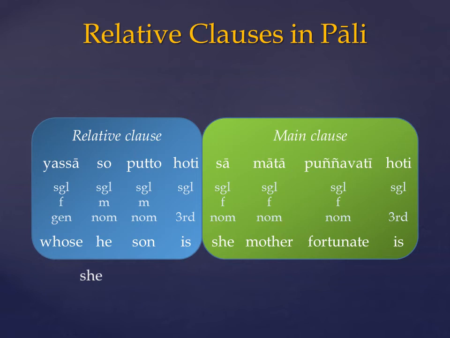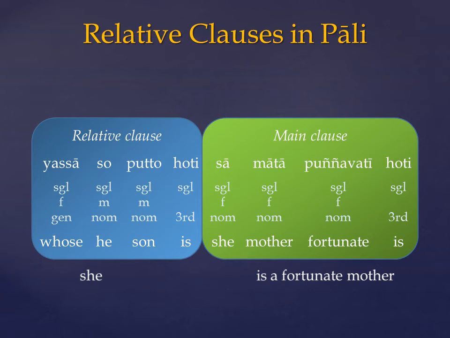And if we now look at the main clause, we can see that it's made of nouns in the nominative case with the verb is, and the word punyavati is actually an adjective qualifying mata, mother. So we can render the main clause as an equational sentence, she is a fortunate mother.